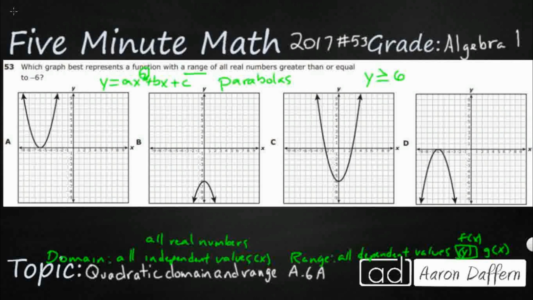So all of these parabolas right here have a domain that looks like this, right? x is greater than -infinity, less than infinity. The y values happen to be restricted because there's always going to be a vertex. And that's what we're looking for here. So let's look at our vertex.